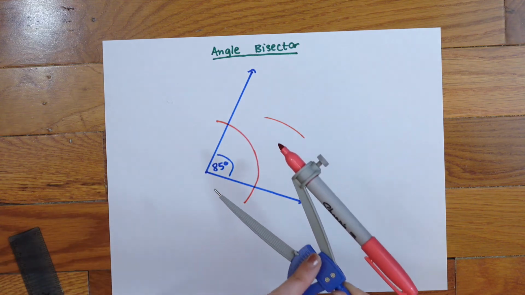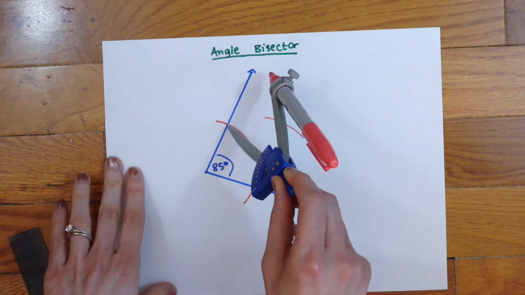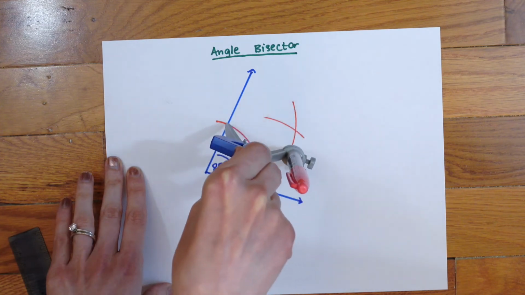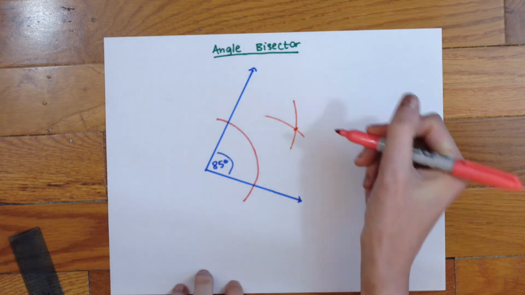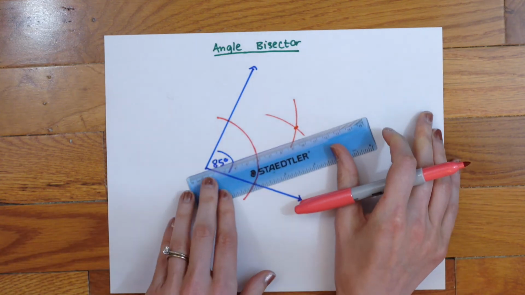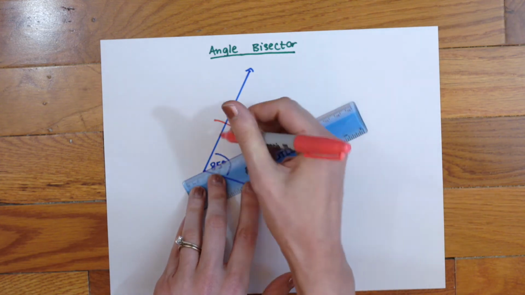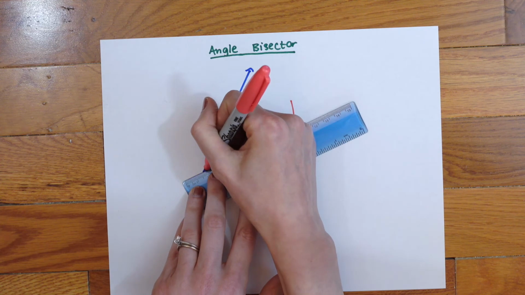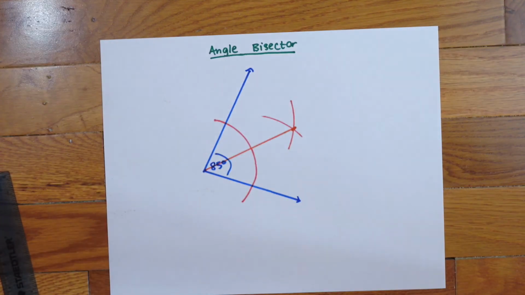Now we're going to make sure to keep the same exact distance, and then we'll take the point to the other side and do the same thing. So notice we have this little cross section, this little intersection right here. So what we're going to do is take our straight edge, our ruler, and draw a line from the intersection to the midpoint of our angle. And we bisected our angle.